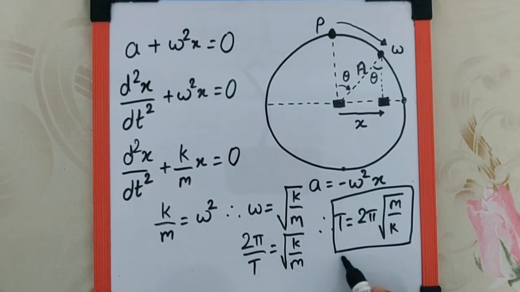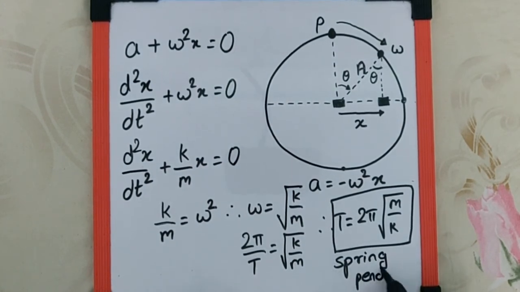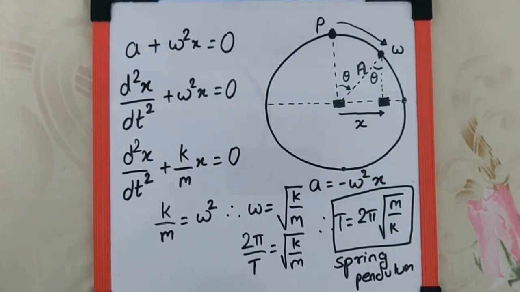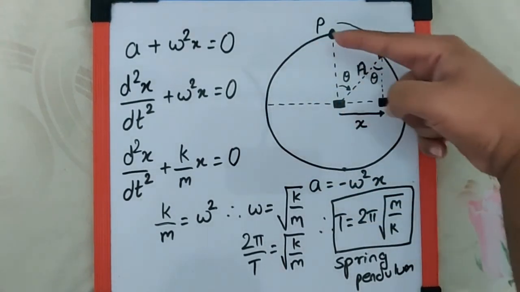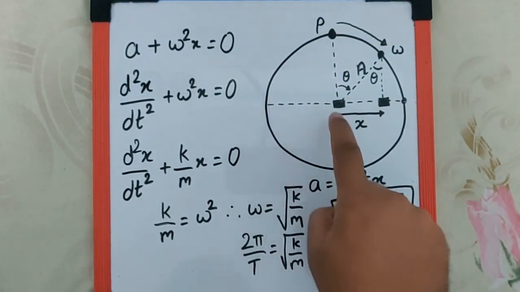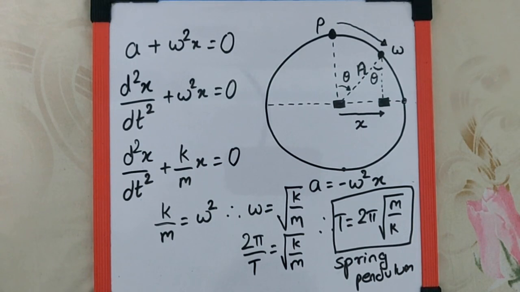So for the spring pendulum, we can say the time period of oscillation is nothing but 2 pi root of m by k, and it basically proves that the projection of UCM, or a particle performing UCM, along its diameter is nothing but SHM. I hope you understood every aspect of this.